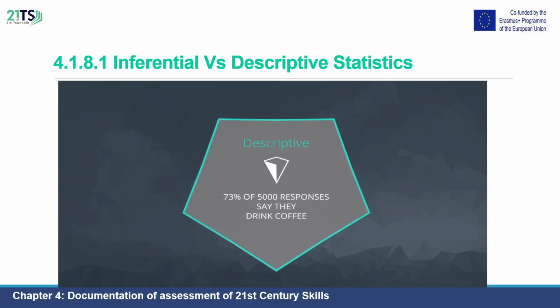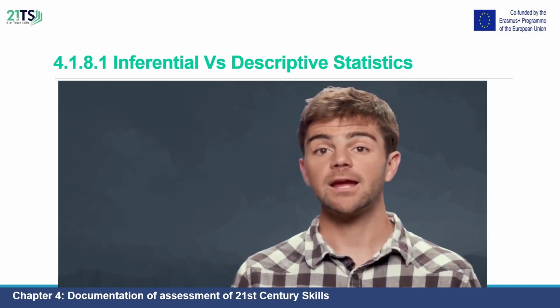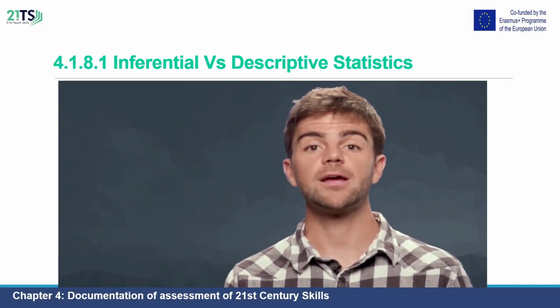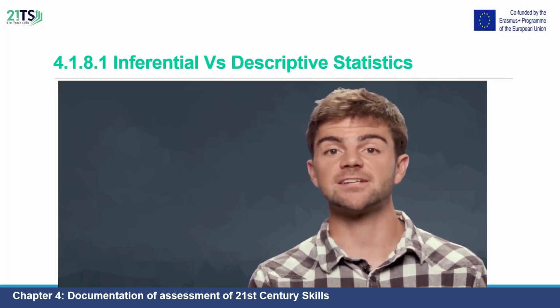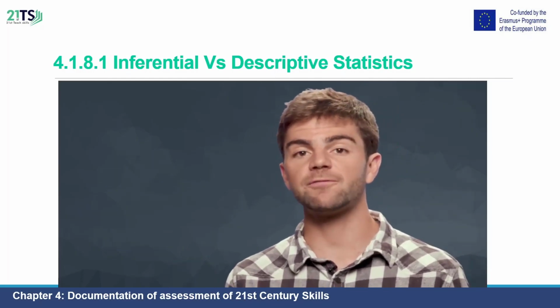Descriptive statistics is about describing the data we have. That is, any information we have and share regarding the 5,000 responses is descriptive. Inferential statistics is about drawing conclusions regarding the coffee drinking habits of all Udacity students only using the data from the 5,000 responses.